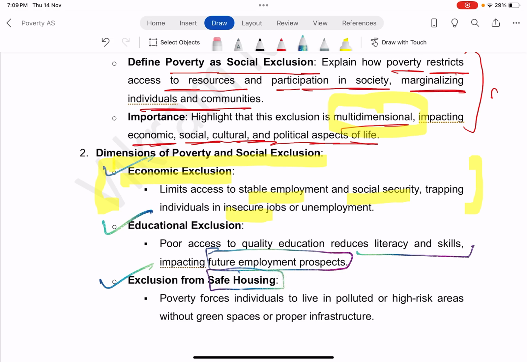Here, poverty forces individuals to live in polluted or high risk areas without proper green spaces or proper infrastructure. These are areas where there is high environmental liability and little environmental assets to go around, and naturally predispose people to a high risk of contracting diseases right from that area, and lifestyle disorders definitely.